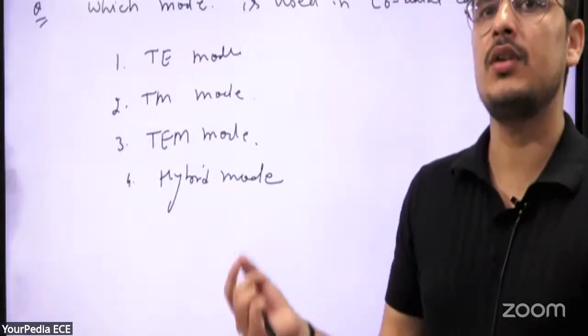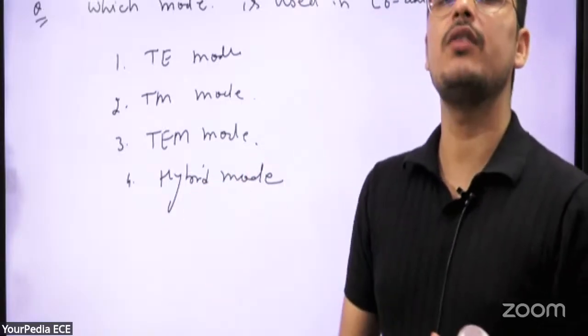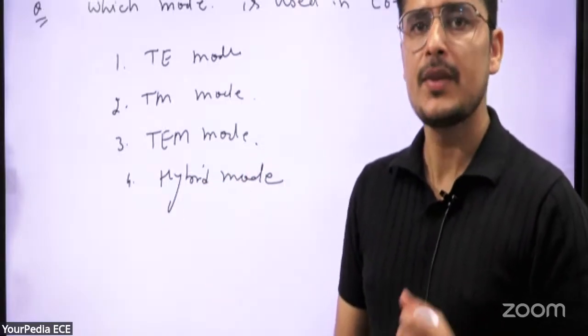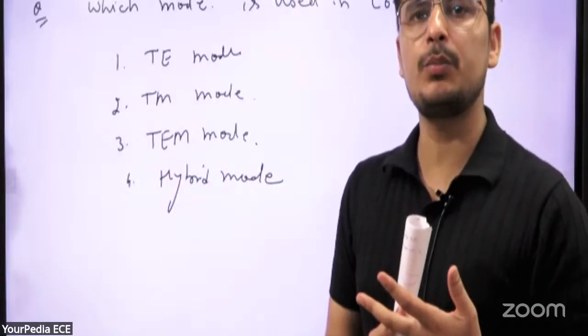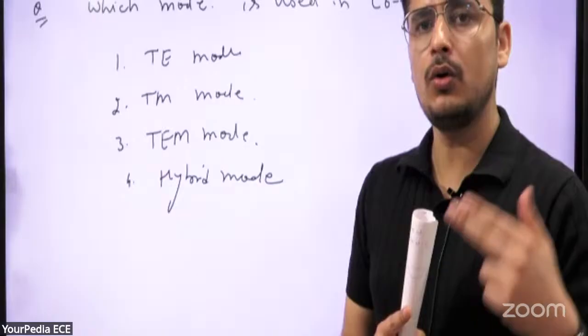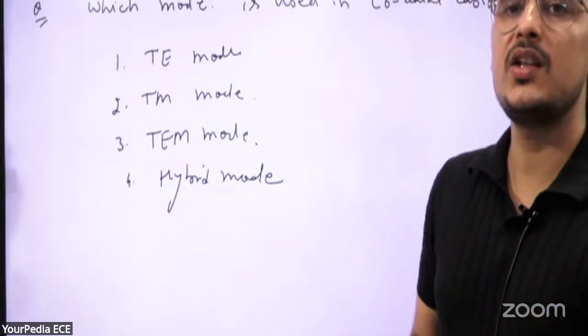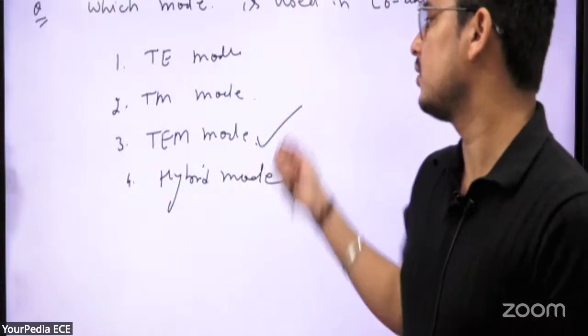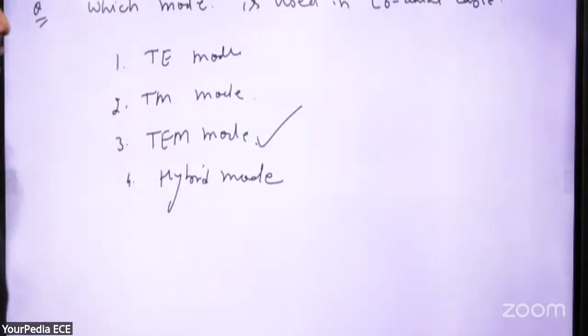Like an EM wave is an electromagnetic wave. Whenever an electromagnetic wave is traveling through free space, the electric field, magnetic field, and direction of propagation, all three quantities are perpendicular to each other. So that's why that is called TEM mode. So when we are talking about the coaxial cable, inside the coaxial cable also the waves are propagating in TEM mode, right?